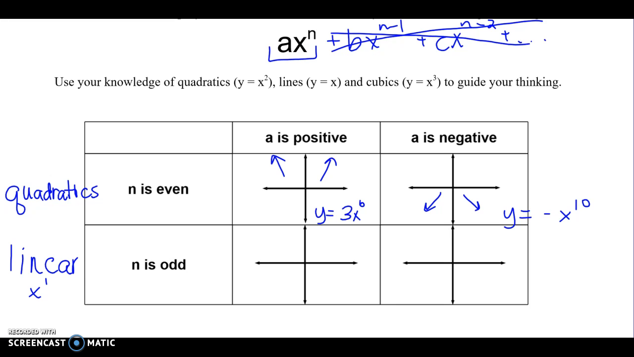So if a is positive, we're going up the mountain. We don't know right now what it does in the middle. Right now we're just looking at the end behavior. And then if a is negative, so if our coefficient has a negative in front, we're going down the mountain.